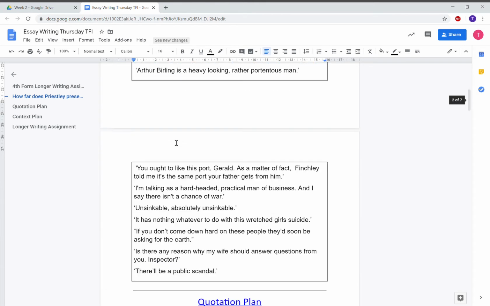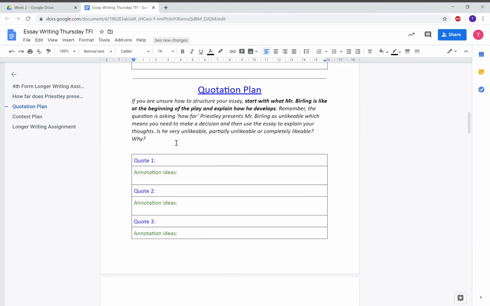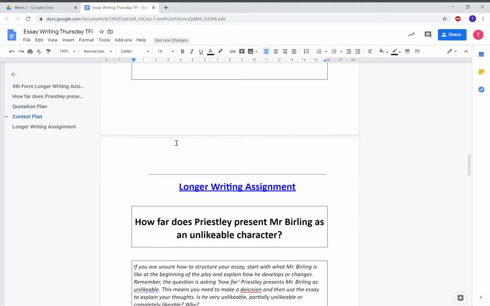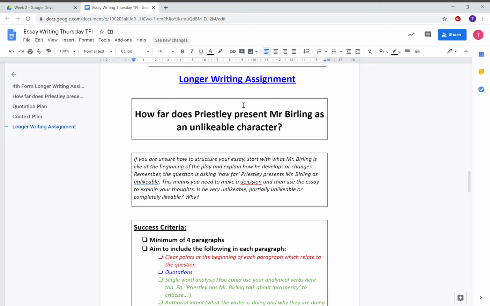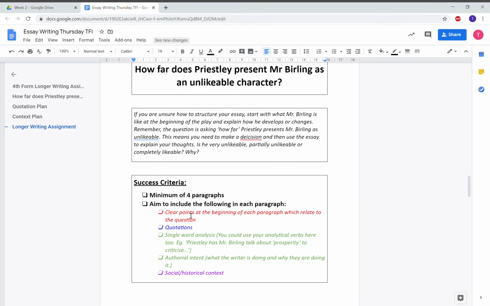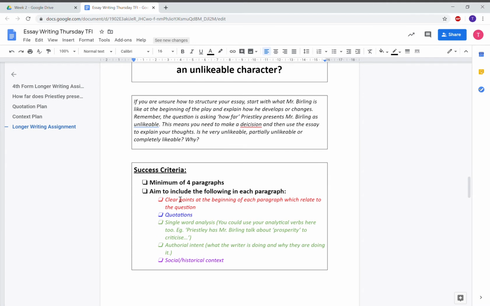So let me talk you through this next section. Before you go into answering the essay question, which is down here, where it says longer writing assessment, you're given the question again. You're given a success criteria, which is to try and write a minimum of 4 analytical paragraphs. Aim to include the following in each paragraph, and this is just a reminder of the ingredients that need to be in a literature paragraph.